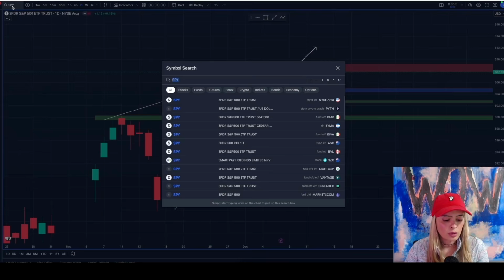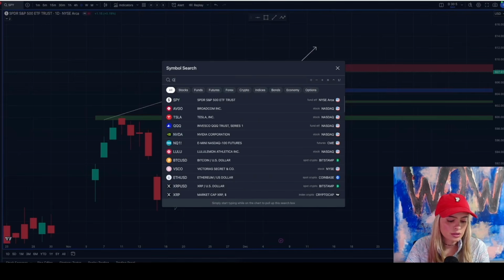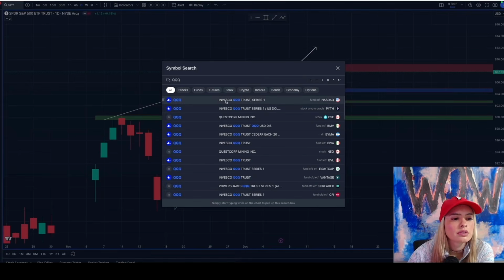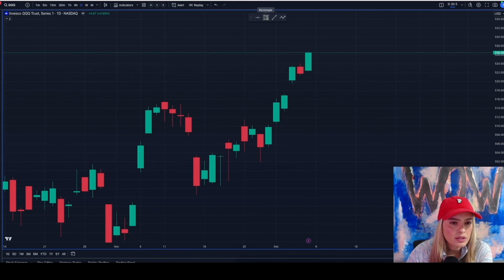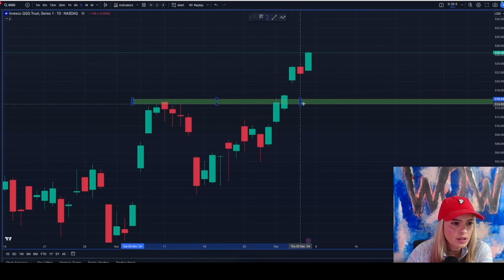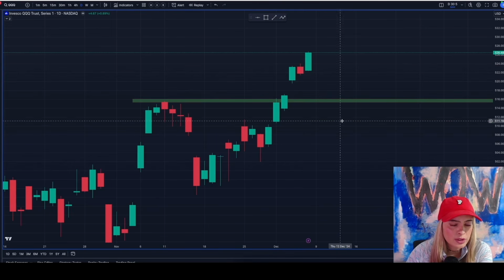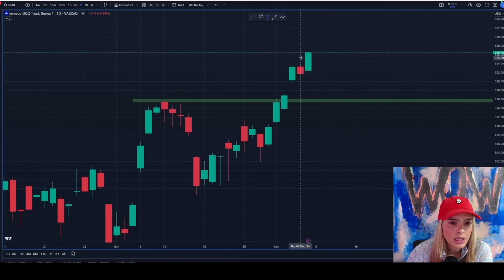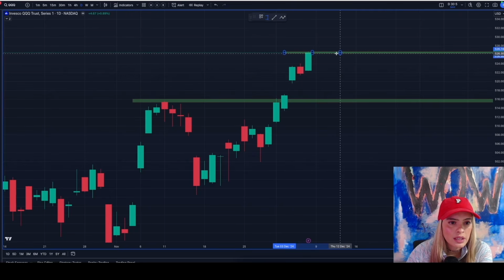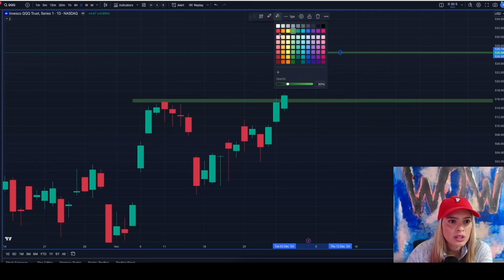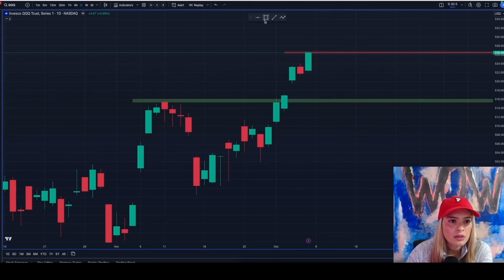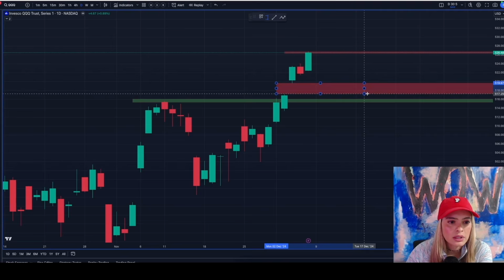Okay, let's go with QQQ. And let's see what we can find here. I can see this stop here. That is support now because the price is way above this previous resistance. We have this high here to keep in mind, to pay attention to. And we have this gap here, this little gap here.